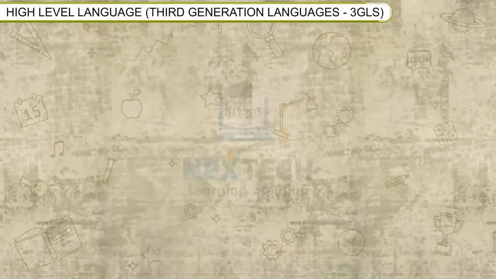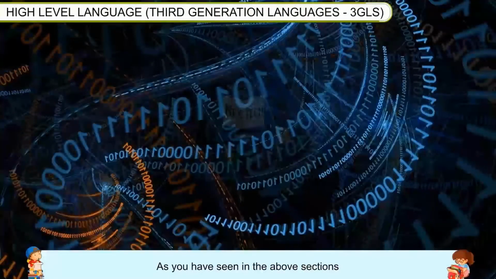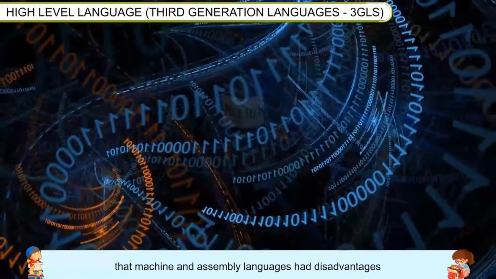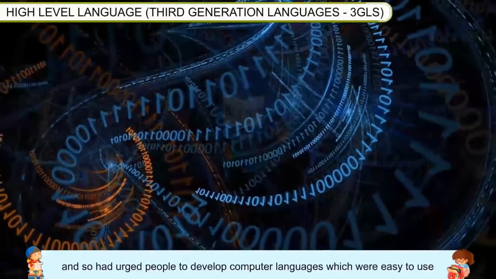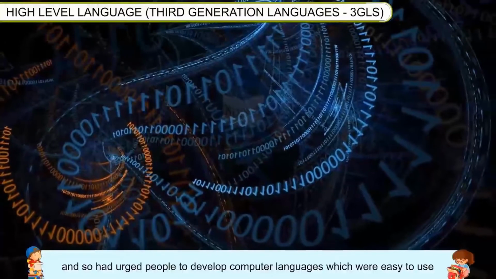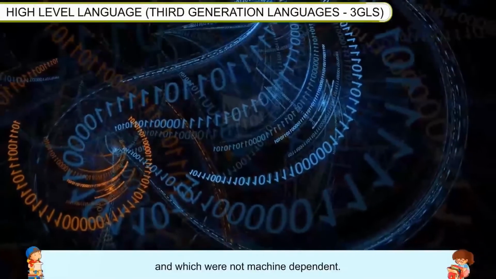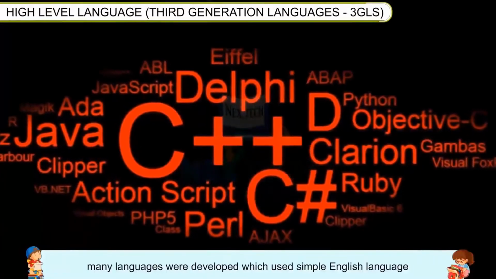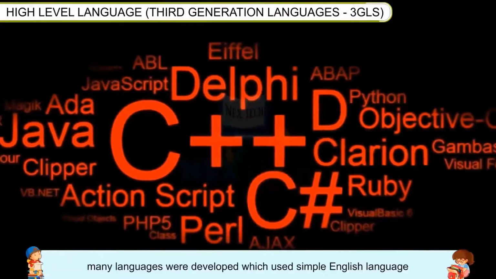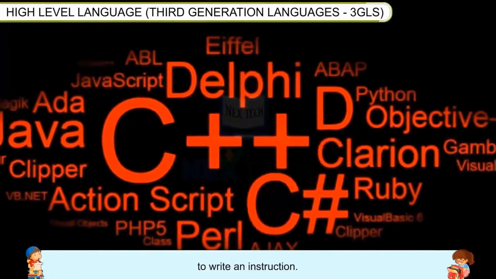High-level language, third-generation languages, 3GLs. As you have seen in the above sections, machine and assembly languages had disadvantages and so urged people to develop computer languages which were easy to use and which were not machine dependent. Owing to the above fact, many languages were developed which used simple English language to write an instruction.